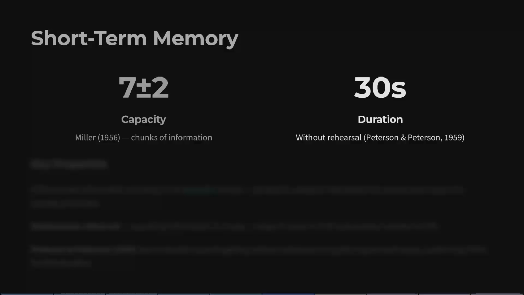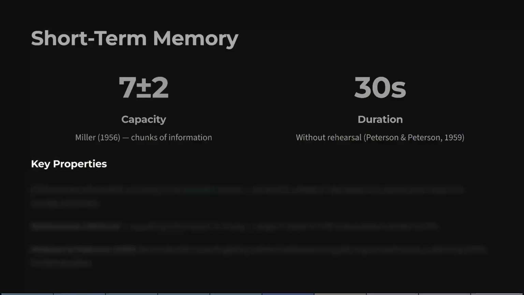After just 18 seconds, recall had dropped to about 10%. After 30 seconds, it was essentially 0. This is direct evidence that without rehearsal, short-term memory decays extremely rapidly.